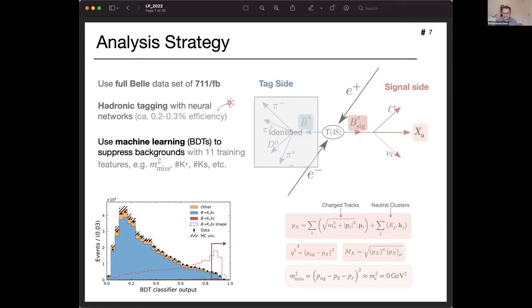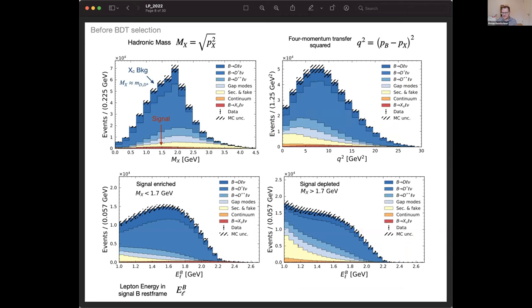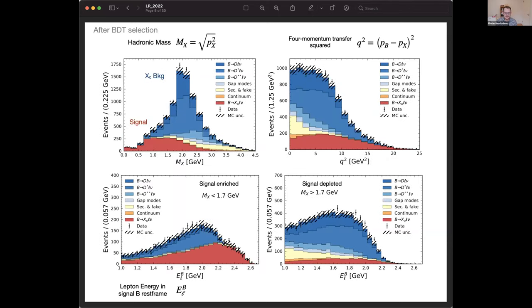And you can see at the bottom the output classifier that you then get. Okay, if you just do the selection before applying this classifier, this is what you get. So here you see a few of these kinematic variables that I described. Top left is hadronic mass, top right, the four-momentum transfer squared of the hadronic system. And on the bottom, you see the lepton energy for two regions of MX that are either signal enriched or signal depleted. And you can see right away without doing something it's pretty much hopeless to measure your signal because it's just a small red sliver at the bottom. After the BDT selection, this changes quite drastically. So you can now see actually signal and this suppressed a lot of the B2Clν background.